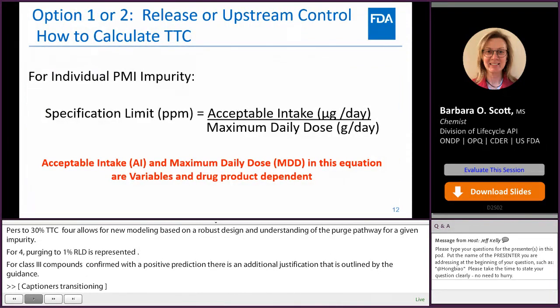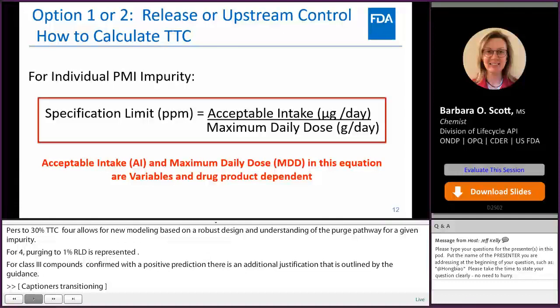For option 1 and 2 control action, the proposed impurity limit in the drug substance specification or upstream control needs to be calculated as shown by the equation here. For an individual impurity, the limit is equal to the acceptable intake in micrograms per day divided by the maximum daily dose in grams per day of the intended drug product. Both the acceptable intake and maximum daily dose are variables here. On the next slide, we'll review where to find this information.